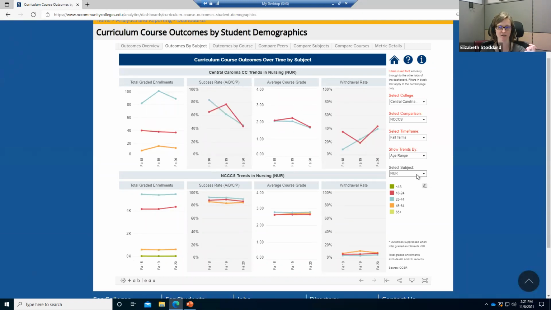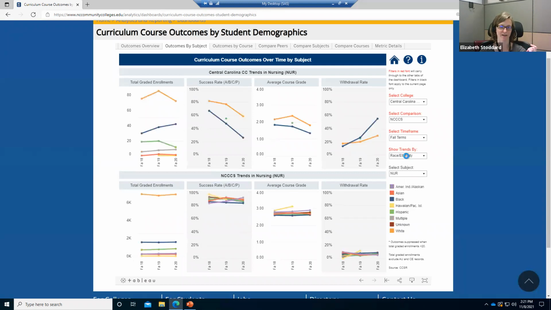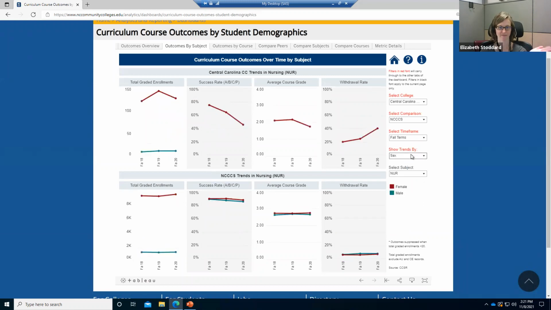subject that you chose. And we're seeing it disaggregated by age range right now, but we can choose any of our other disaggregations, race, ethnicity, or sex, which is what we're seeing here. This is showing us that there were many more females at Central Carolina and at NCCCS. There were many more females enrolled in nursing than there were males.